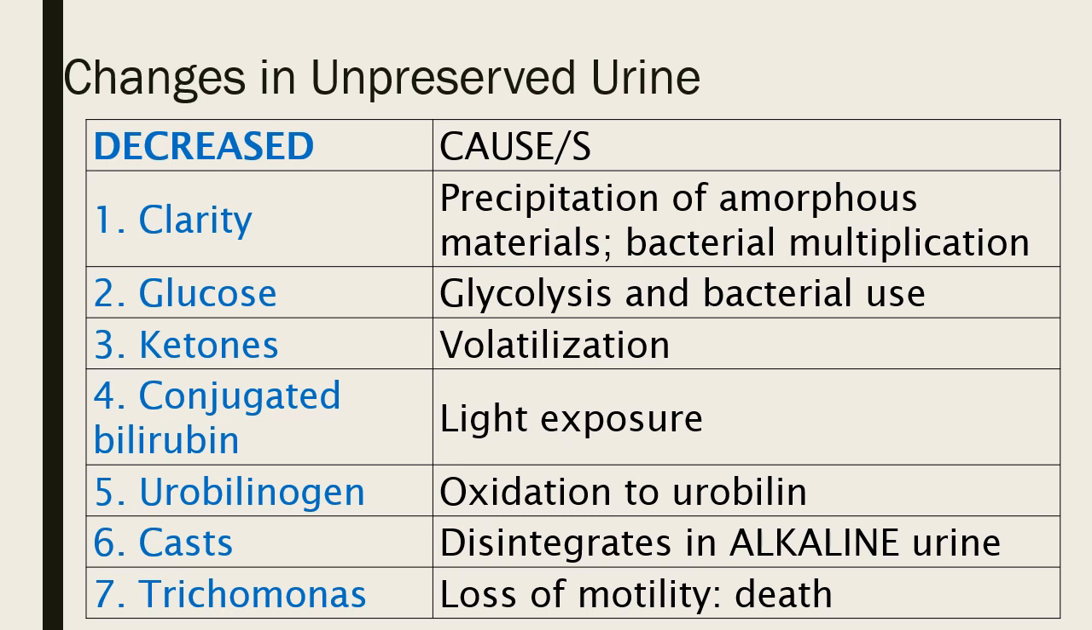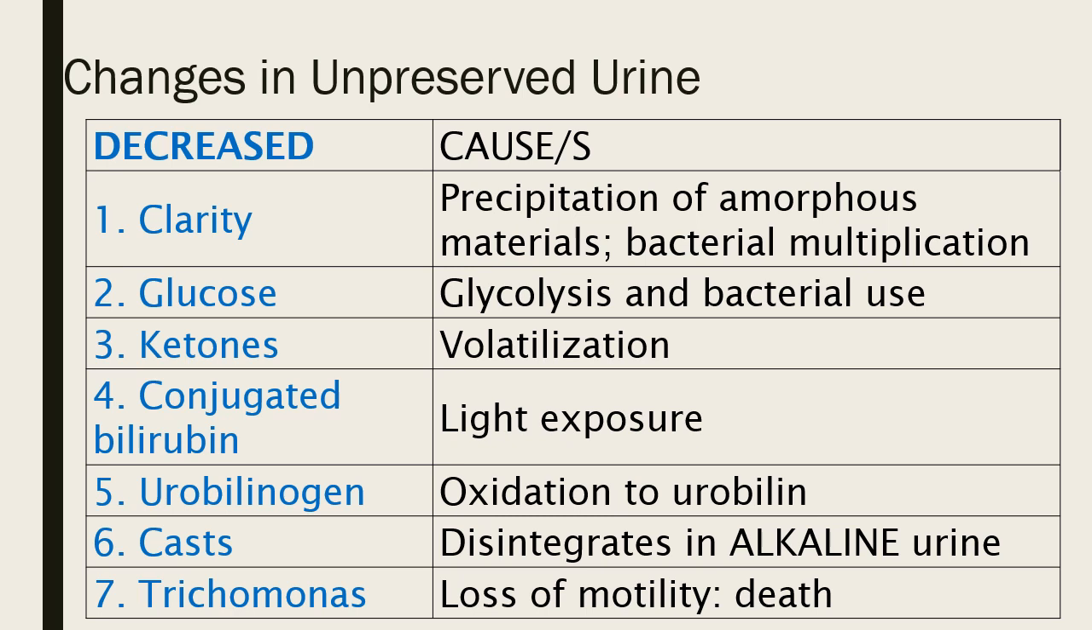Then of course you have your ketones, and they are also decreased due to volatilization and bacterial metabolism. And then your conjugated bilirubin, or bilirubin, undergoes photooxidation to biliverdin. Photooxidation to biliverdin, of course, due to exposure to light.